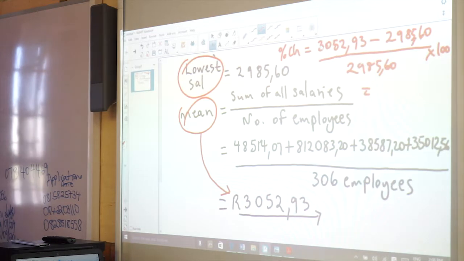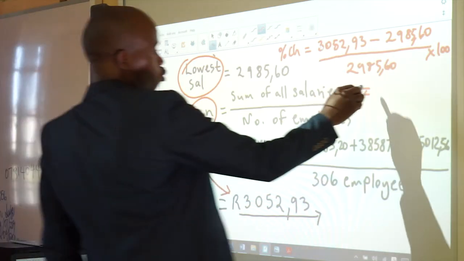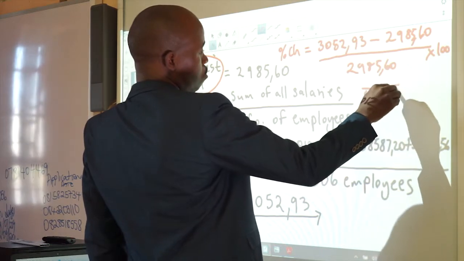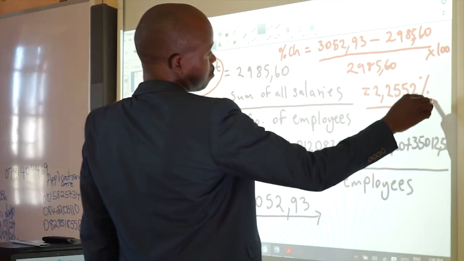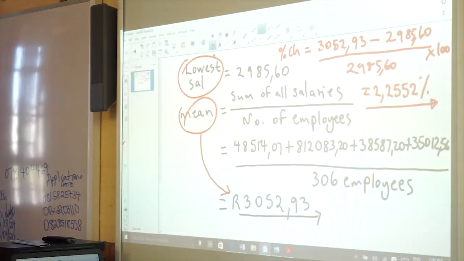And what's my answer? I get 2.2552%. Sorry, Commercial Center, I know you already got the answer, but I've already written on the board. There is 1 mark missing. So far, this learner has 5 marks. Where is the 6th mark?